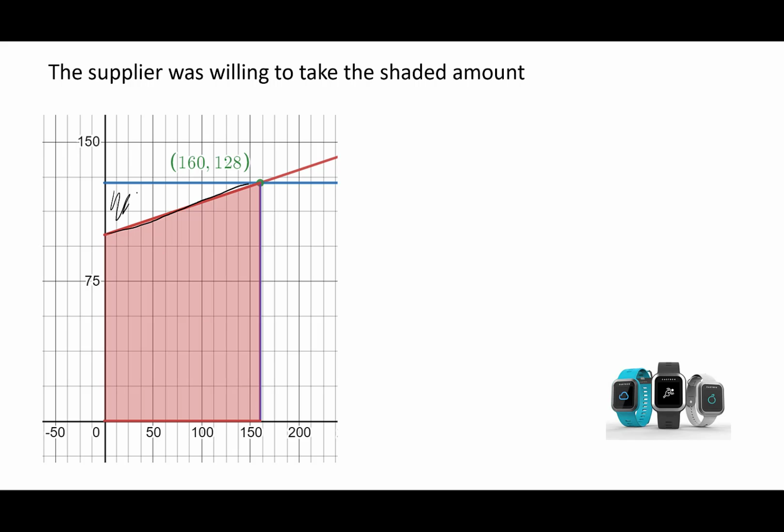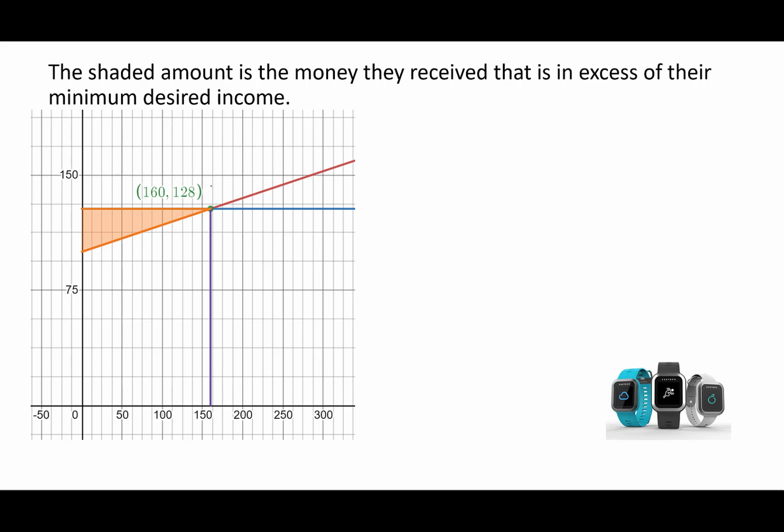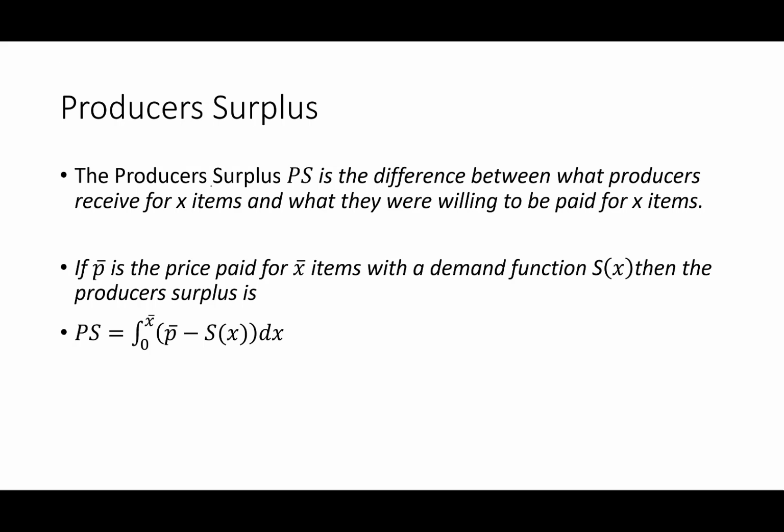There was this amount on top, which is the surplus. The shaded amount in this triangle on top shows the excess they received. So they got more revenue than they had set out to. They had a minimum amount they wanted, and of course, they're always happy to get more. So we would call that the producer surplus.